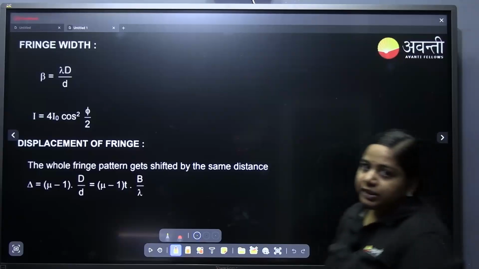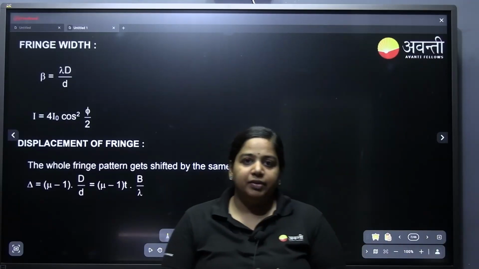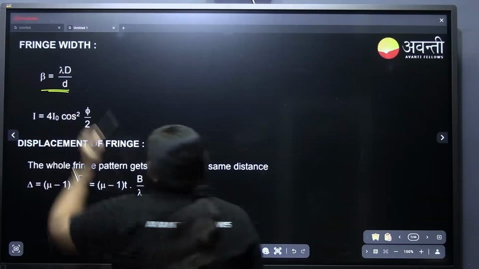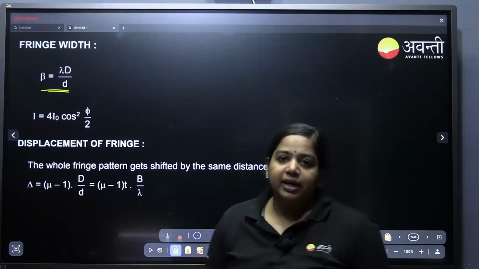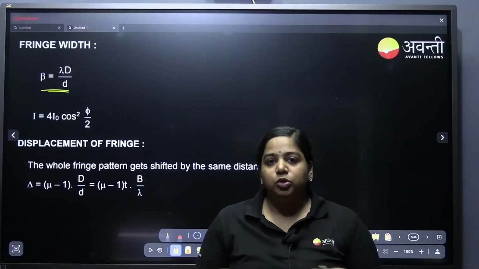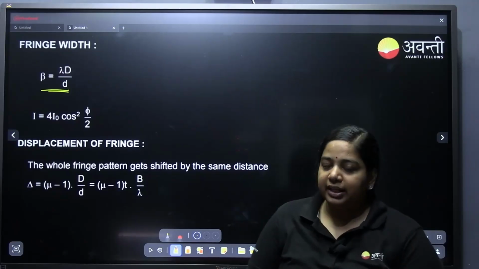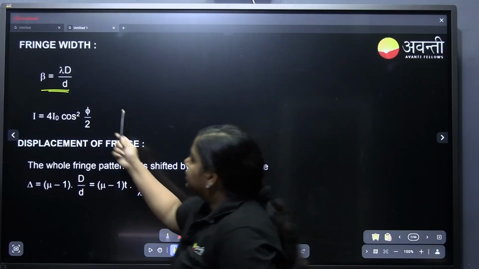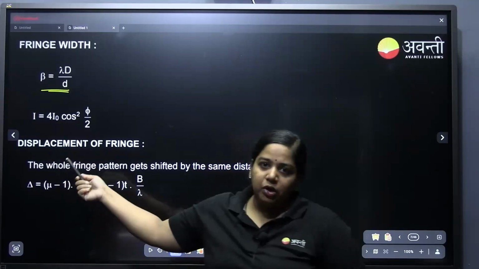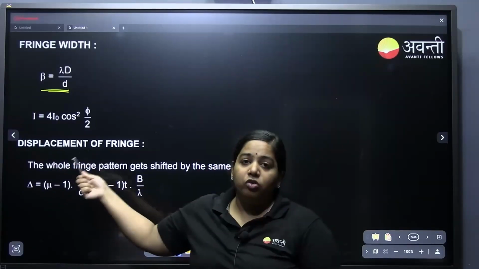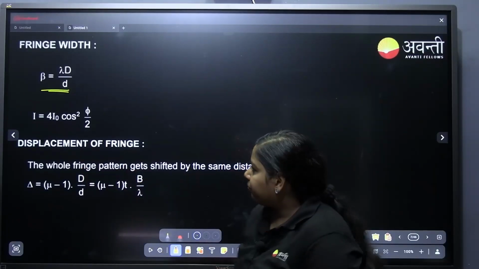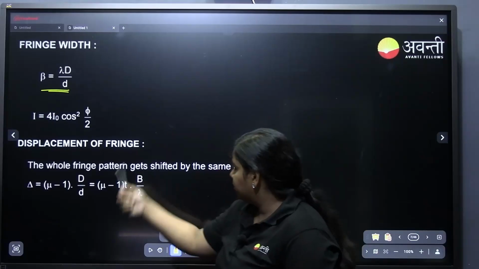Next is fringe width, on which we will be getting a lot of questions. That is fringe width beta, equal to lambda D by d. In the interference pattern, all the bright fringes and dark fringes will have the same width, that is lambda D by d. This is the formula which I told. Like at any point, if you want to find the intensity, it is equal to 4 I naught cos square phi by 2.